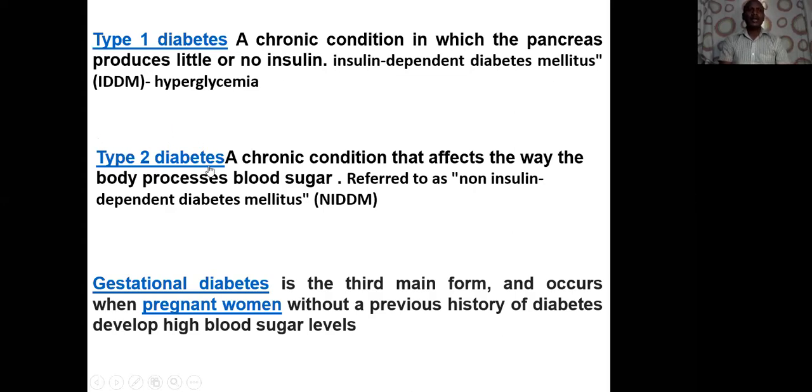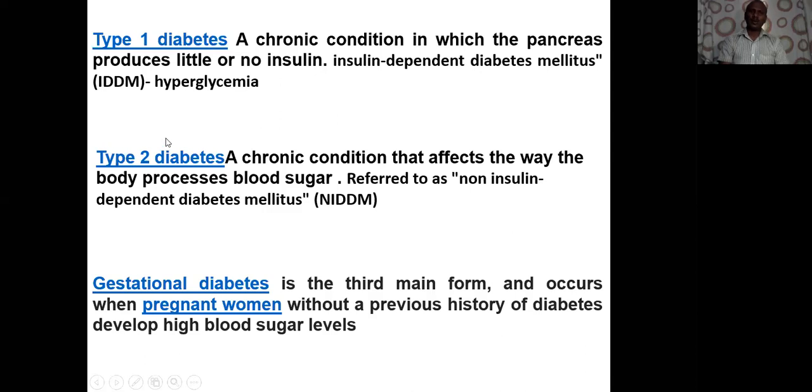The second one is type 2 diabetes. Type 2 diabetes is non-insulin dependent diabetes mellitus. Here insulin secretion will be there, but even with insulin secretion you will have increased glucose levels. That is because sometimes the cells may become resistant to insulin. So that is type 2 diabetes.